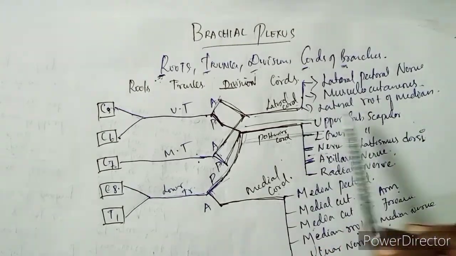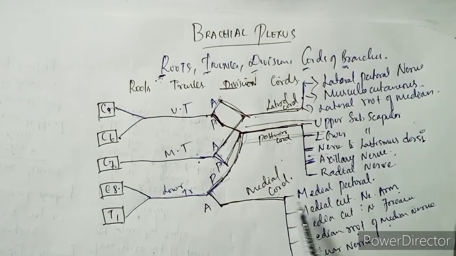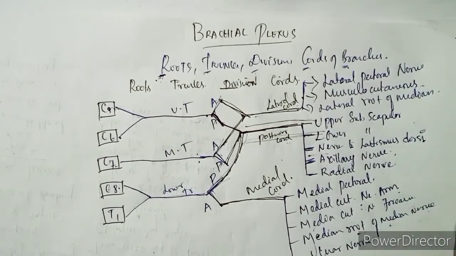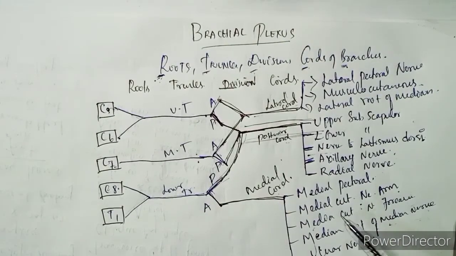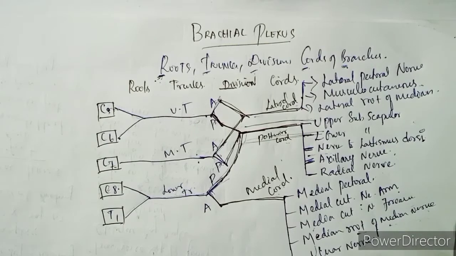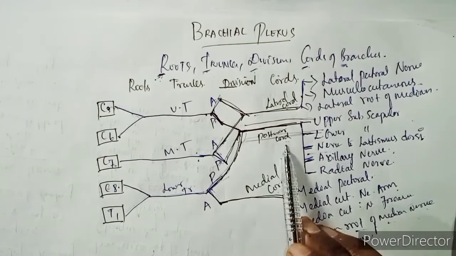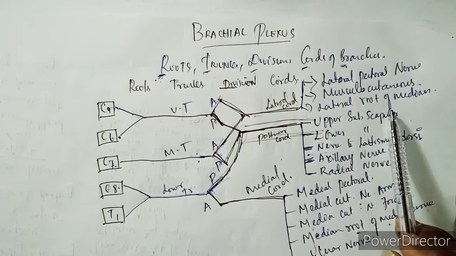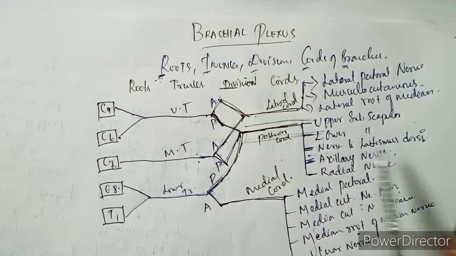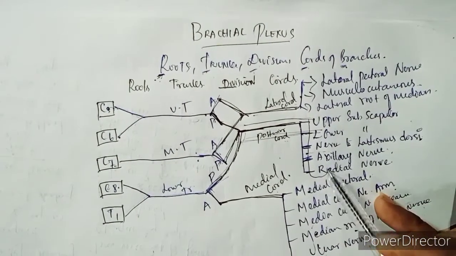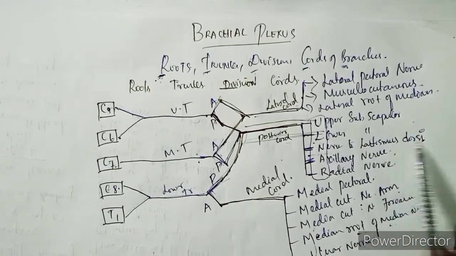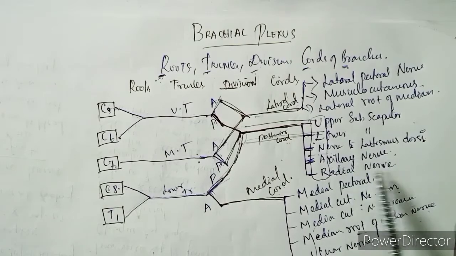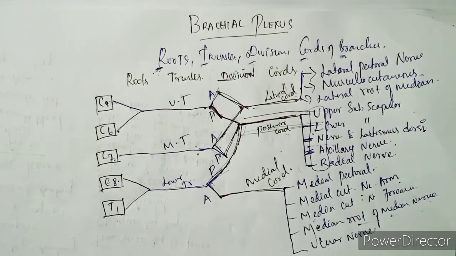So easily, for the lateral cord we have lateral pectoral nerve and lateral root of median nerve, as well as in the medial cord we have medial pectoral nerve and medial root of median nerve. The other one in the lateral cord is the musculocutaneous nerve. Again, in the medial cord we have medial cutaneous nerve of arm, medial cutaneous nerve of forearm, and ulnar nerve. Next, in the posterior cord we have 5 branches, that is upper subscapular nerve, lower subscapular nerve, nerve to latissimus dorsi, axillary nerve, and radial nerve. We can remember this as ULNAR: upper subscapular, lower subscapular, nerve to latissimus dorsi, axillary nerve, and radial nerve.